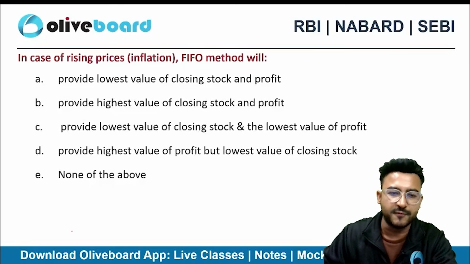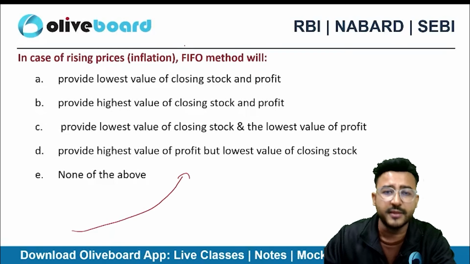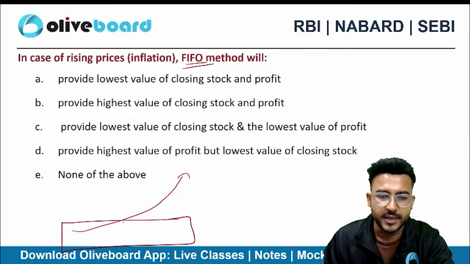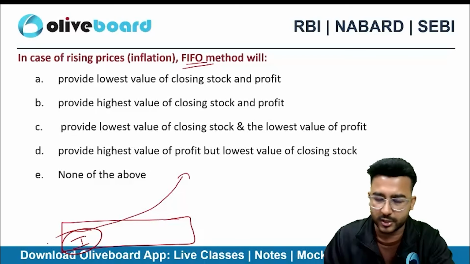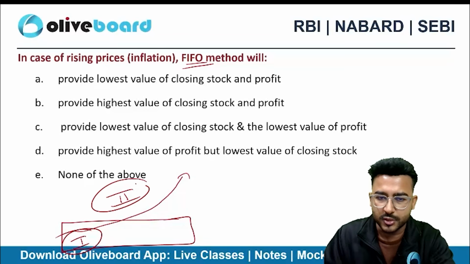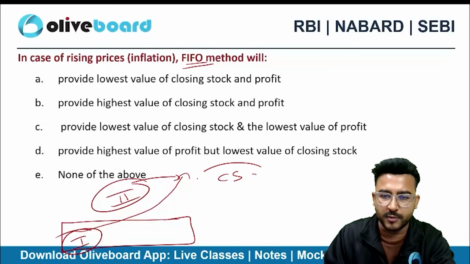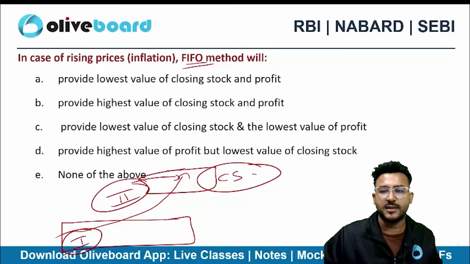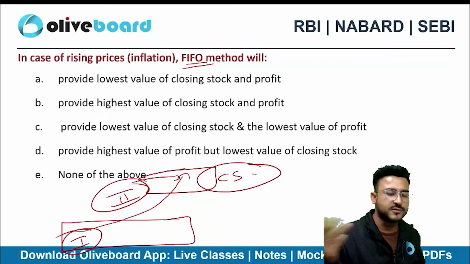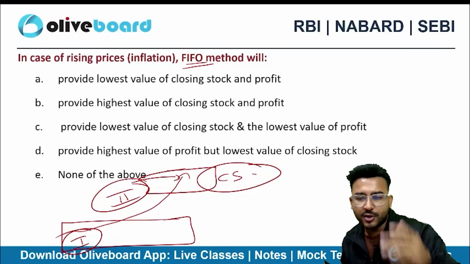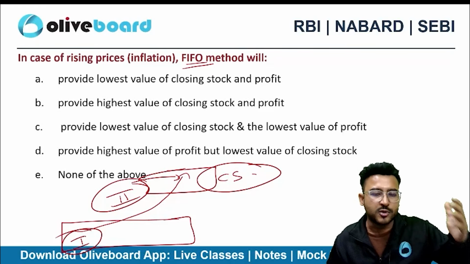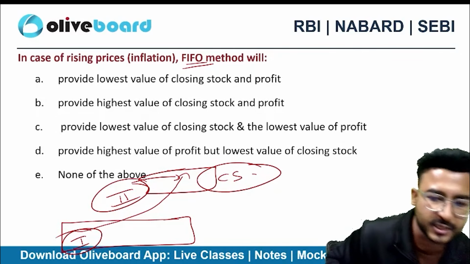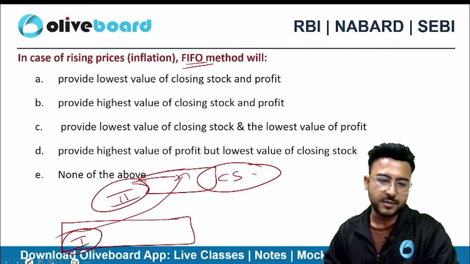So I can say when inflation is going up, in the FIFO method, you are always selling the lots that you bought earlier. That means the first lot. What about the second lot? Your second lot from which your closing stock will be there will be at a higher valuation. Why? Because inflation is there in the market. And because of that, your closing stock valuation increases. So definitely your profit valuation will also increase, will also go up. That's why option B is correct.